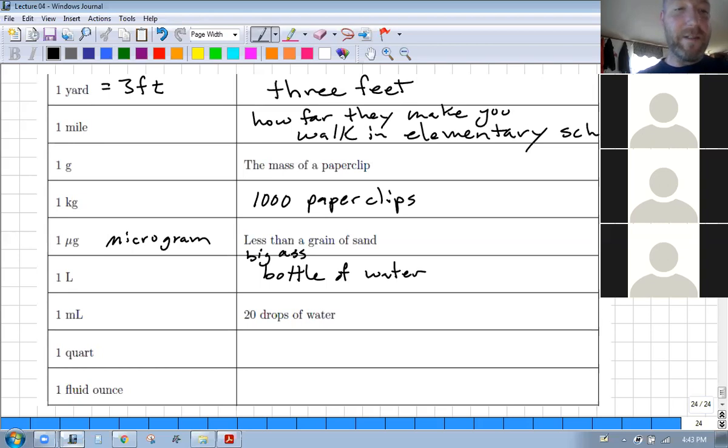All right, this one here is a milliliter. It's about 20 drops of water. A quart, I think, is a quarter gallon. One fluid ounce. They have to say fluid ounce to separate it from the other kind of ounce, because a fluid ounce is a volume.